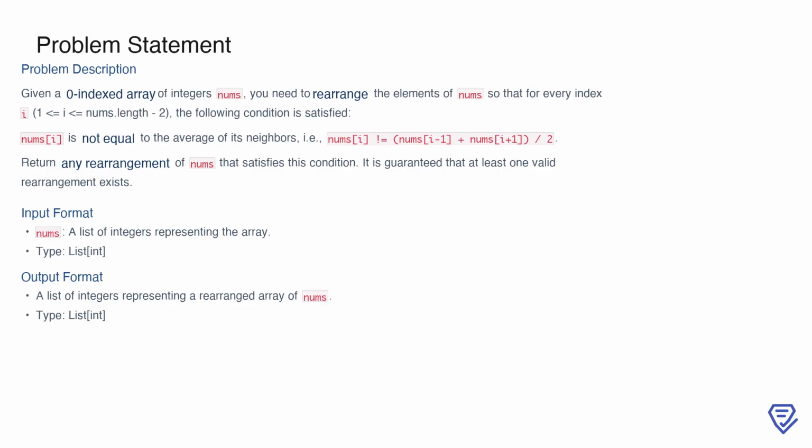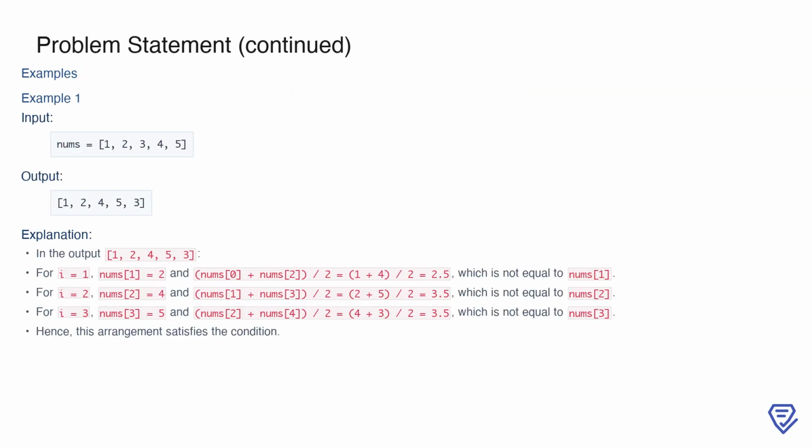You need to return any rearrangement of nums that satisfies this condition. The input is given as a list of integers, and the output should also be a list of integers representing a rearranged version of nums that meets the required condition. Let's go through an example to understand how the condition is applied.